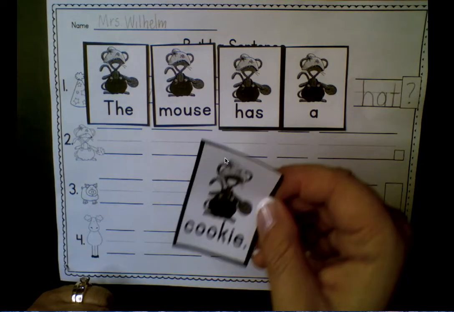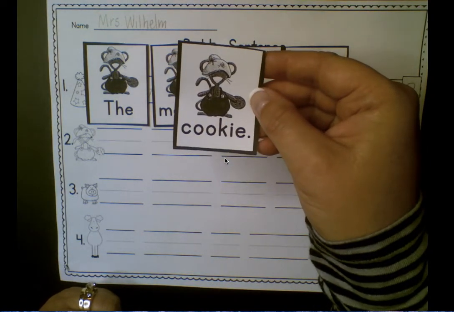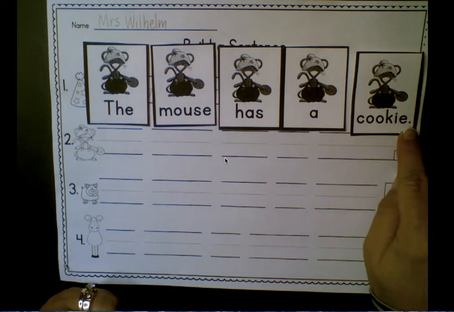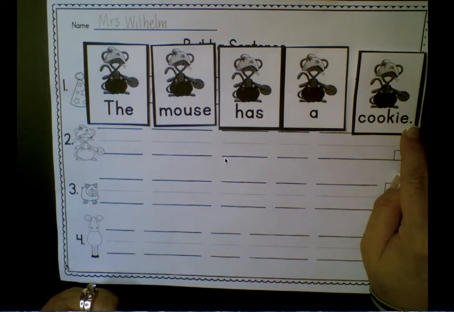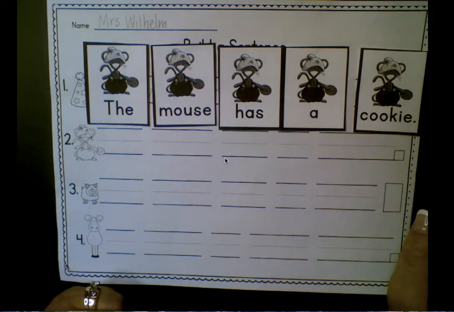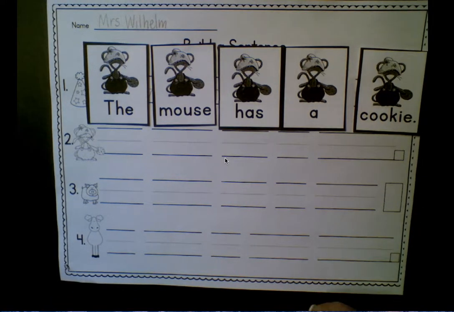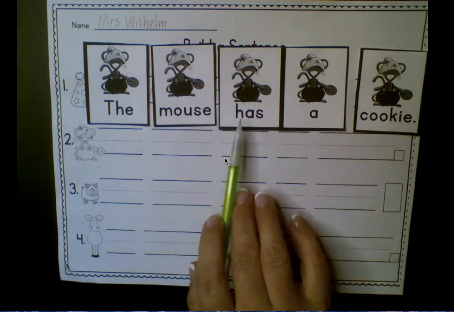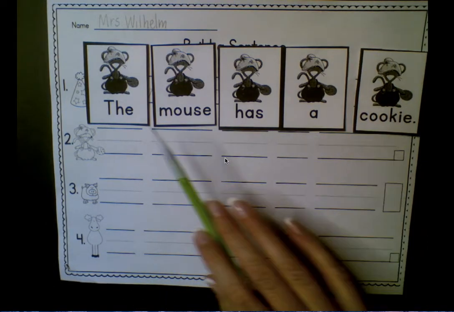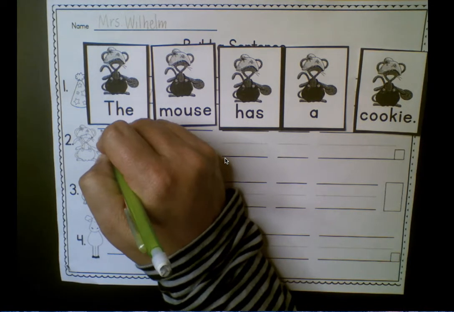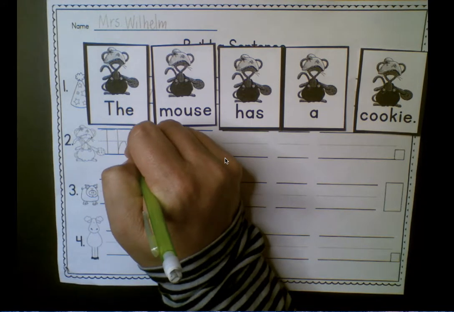Or a. And then what is the mouse holding in his hand? It's a cookie. And we guessed it correctly. The end of the sentence is going to have a period. Sorry, you're hearing my dog barking at something. Let's just continue. So now that we have that all correct, let's read it. The mouse has a cookie. The mouse has a cookie. So now I'm going to write that sentence in, making sure I have a capital letter at the beginning of my sentence.